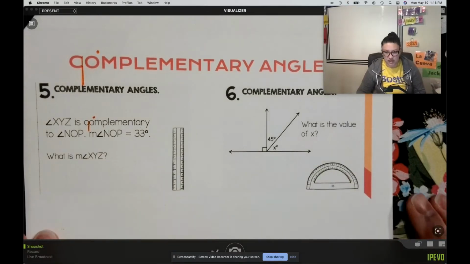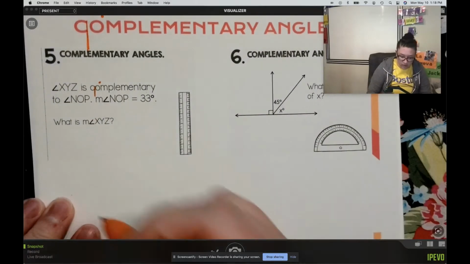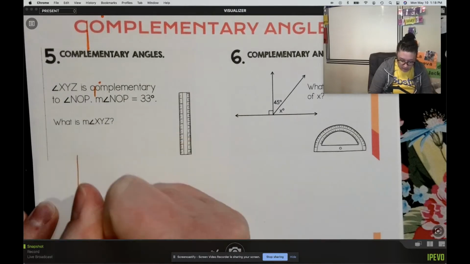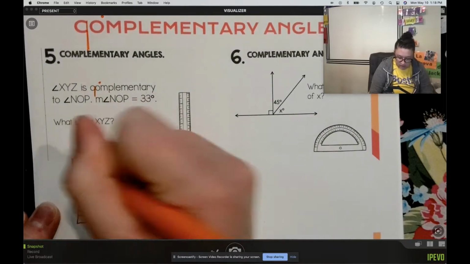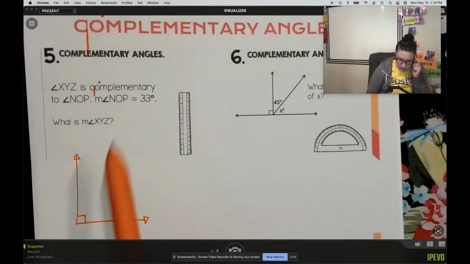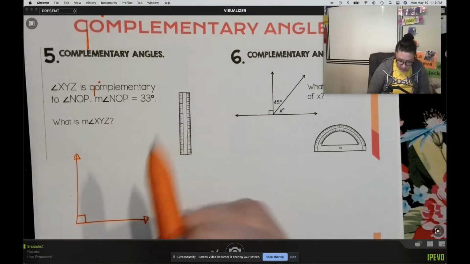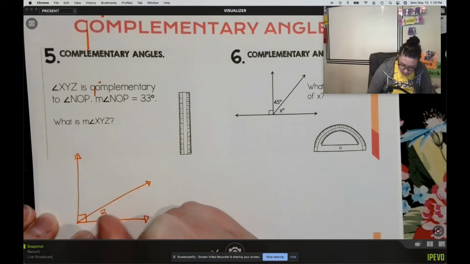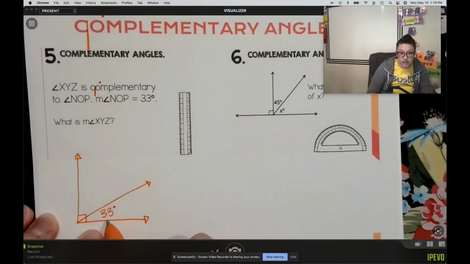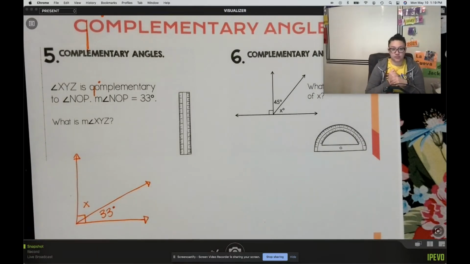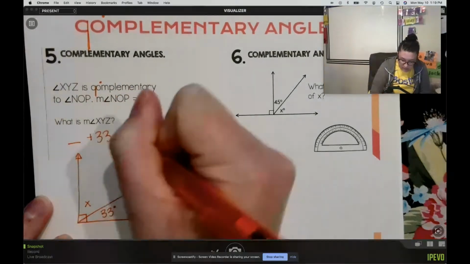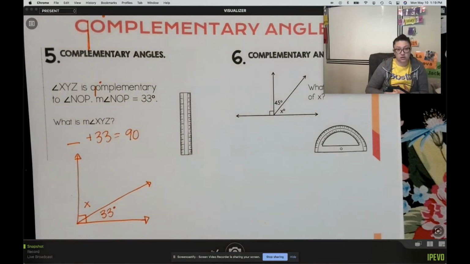I like to draw pictures to help me out. So I know that these two angles equal 90 degrees because they're complementary. It tells me NOP is 33, so that means it's about right here. So this one is 33 degrees. I need to figure out what that angle's measurement is. So what number plus 33 is going to give me that 90 degrees?